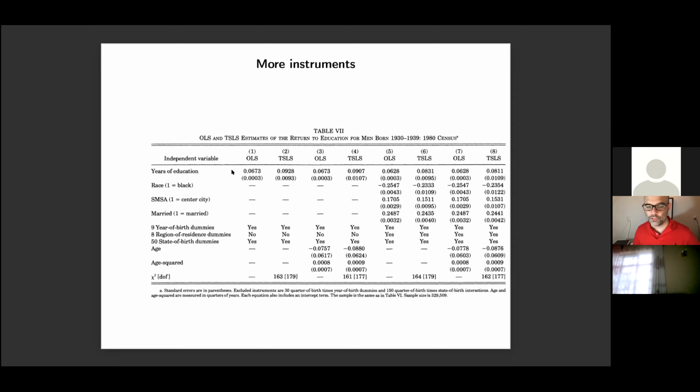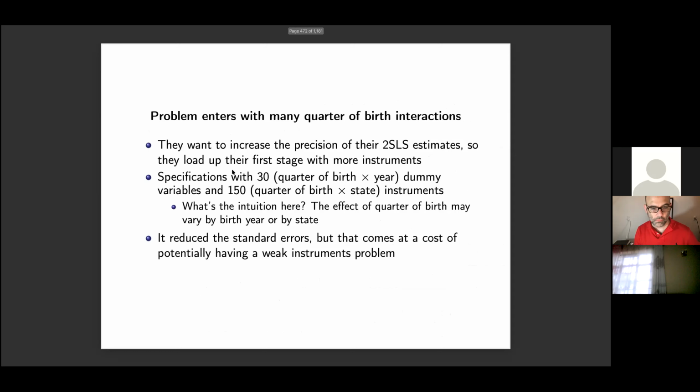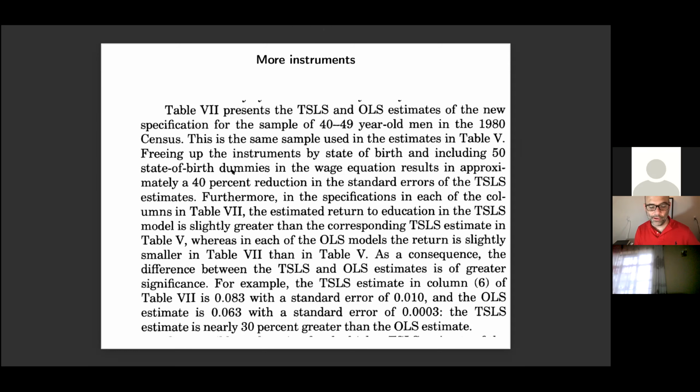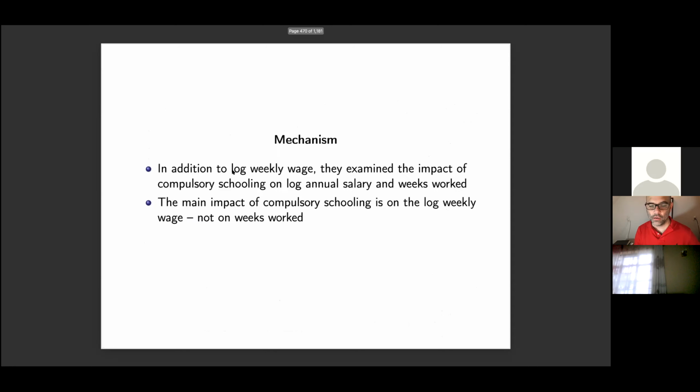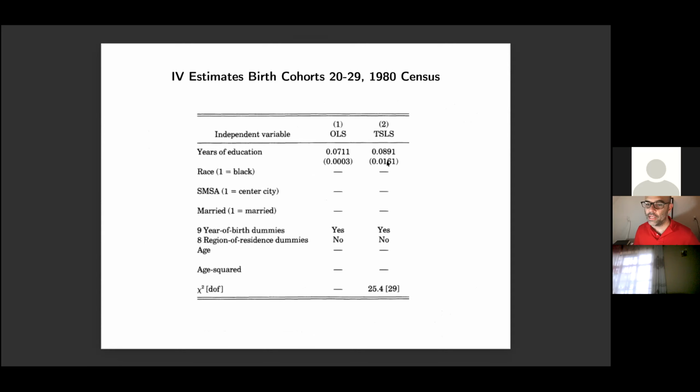Okay, so let me just say this one thing. Why did they do this 180? Really, the reason they did it was they didn't like these standard errors. The main reason they did it was they felt that this was not precise enough. They wanted more precision in their IV estimate, so they used more instruments to get more variation in schooling. Okay, that's what they did. Problem is, many of the instruments that they included are not highly correlated with the treatment. That's the problem.